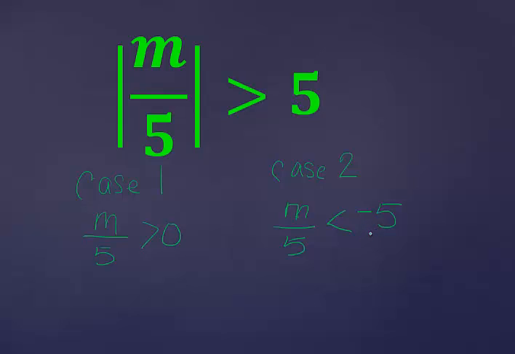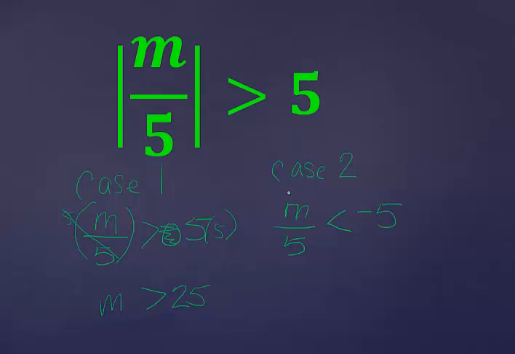Now, are you remembering from first quarter how we solved this equation? Hopefully you are. You're going to multiply both sides by 5. 5 over 5 is 1, leaving us 1m on this side, and it's going to be greater than 25. So if I plug in any number greater than 25, let's say 30, when I divide it by 5, it's going to be more than 5 units from 0.